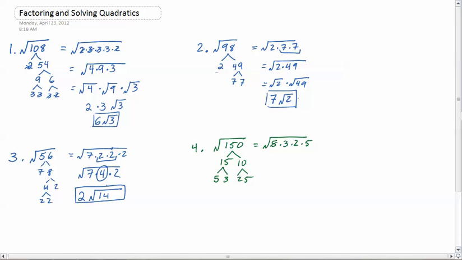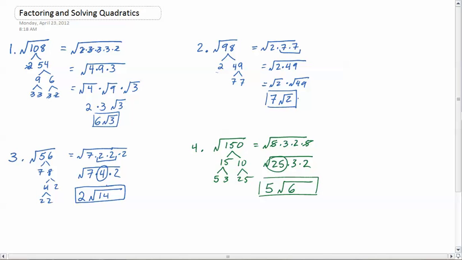So I've got a pair of 5s there, which is 25. So this is the square root of 25 times 3 times 2. I can take the square root of the 25. Square root of 25 is 5. I cannot take the square root of the 3 or the square root of the 2, which means I'm left with 3 times 2, which is 6. There you go. On to the next one.